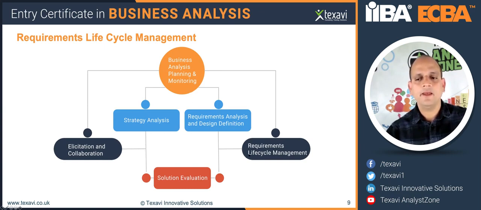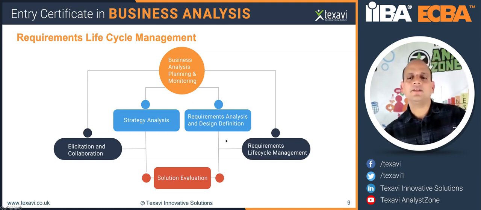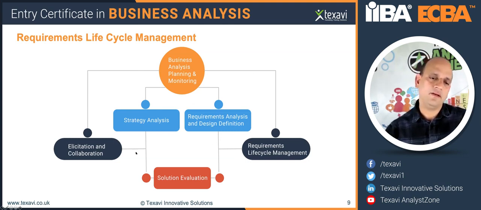and monitoring. And this knowledge area again is linked to requirements analysis and design definition, then solution evaluation directly, and then also obviously, as we discussed, there should be other lines to come through. So each of them kind of crisscrosses and interconnects with each other.